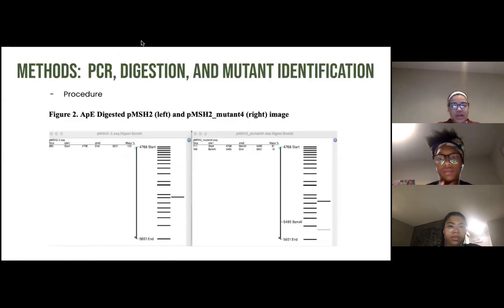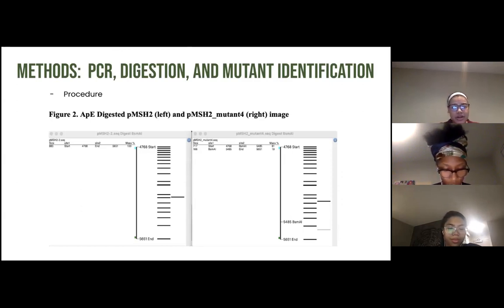The objective of this lab experiment was to learn how to use a polymerase chain reaction to amplify a portion of the MSH2 gene in order to locate the mutation and distinguish the plasmid MSH2 wild type from the mutant plasmid MSH2. APE was used to identify the plasmid's template strands and the 2 primers, i.e. the forward and the reverse.